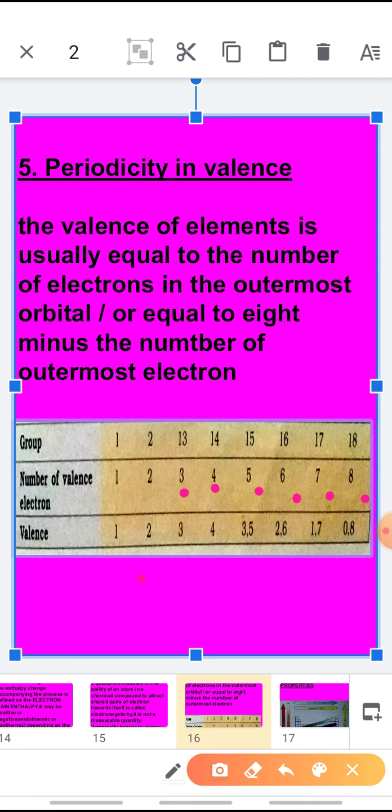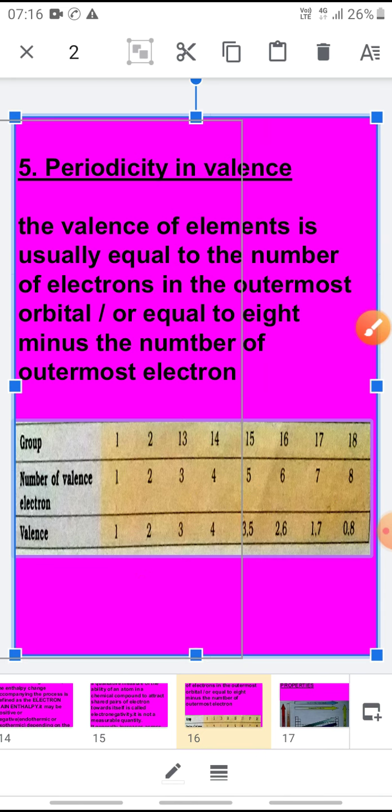Valency will be again 2, 3, 4. From here it can be either 3 or 5, 2 or 6, 1 or 7, or it is very low. For the 18th group elements, it is almost 0. Now, you have already learnt about valency, so we will not go into detail.